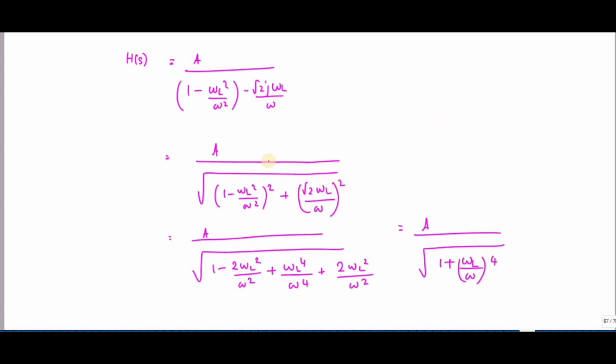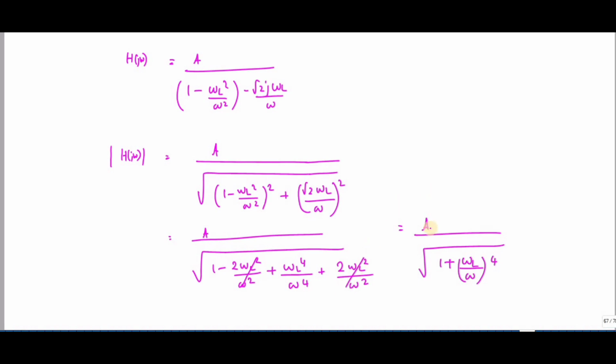Okay, so now if I take the modulus of this term, I will get the root of ((1 minus omega_L squared divided by omega squared) the whole squared) plus ((root 2 omega_L divided by omega) the whole squared). So by applying the (a minus b) the whole squared formula, I will get this one. So here these two get cancelled out.